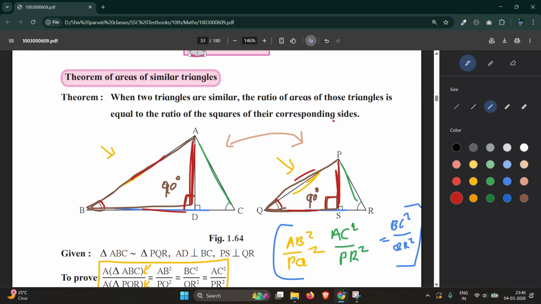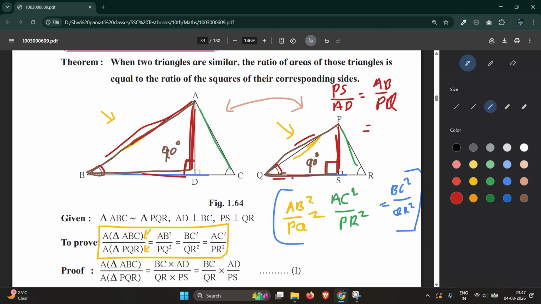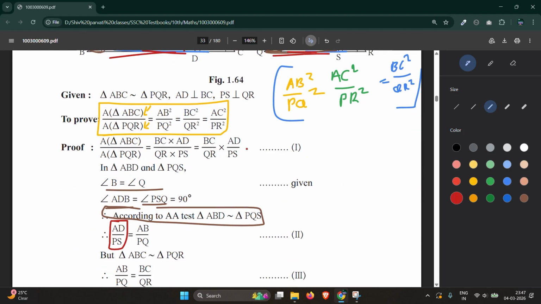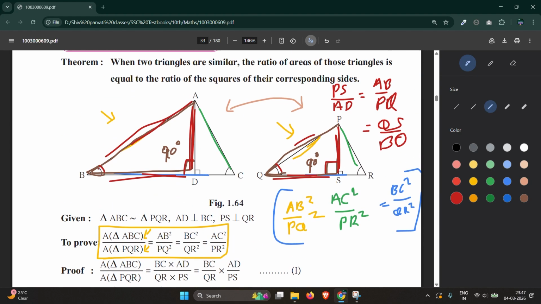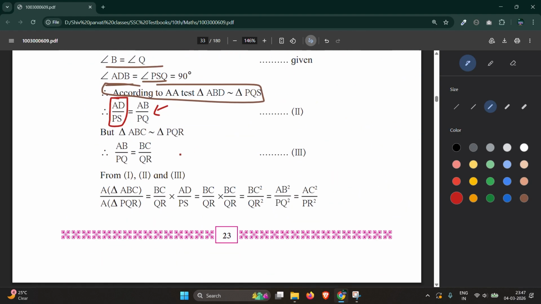So because these two are similar triangles, we can say that AD upon PS is equal to either AB upon PQ, or is also equal to QS upon BD, because these are similar triangles. So what we do is we write this equal to AB upon PQ. So that is just AB upon PQ over here.